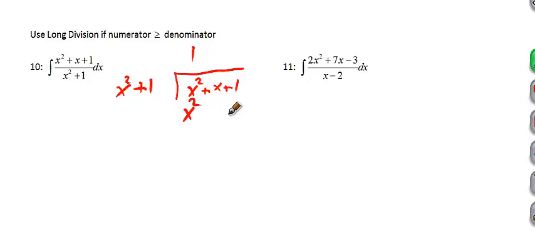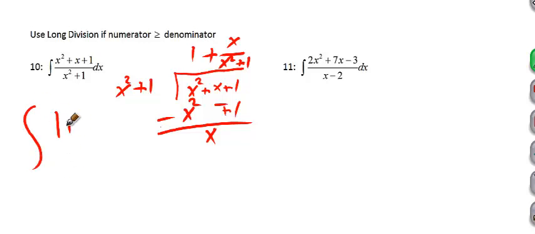Then you distribute out here: x squared plus 1. And you subtract the 2 lines, and you're left with just regular old x. This does not go into it, so it's plus x over x squared plus 1. And that's what this really is. It's equal to the numerator up here. So we got the integral of 1 plus x over x squared plus 1.